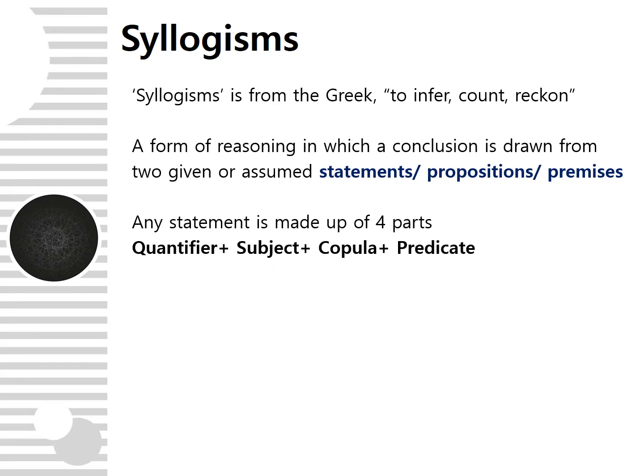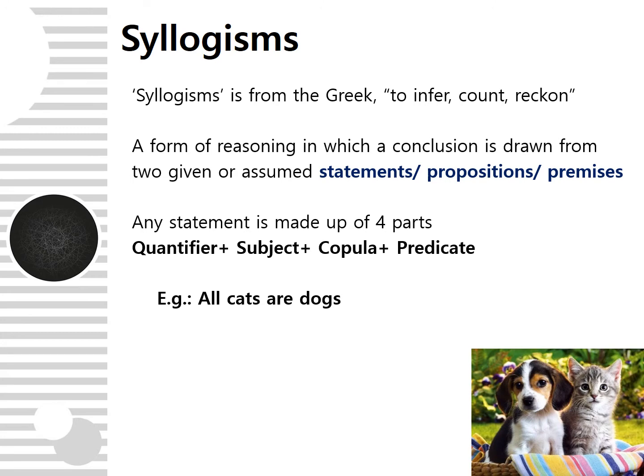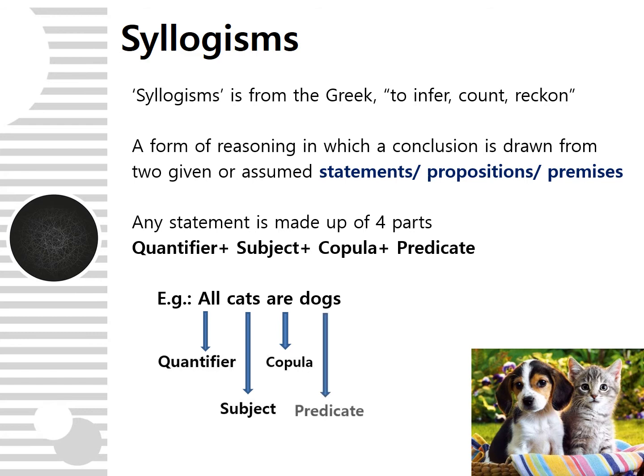Let's have a look at an example. In the statement, all cats are dogs, all is a quantifier. Words such as no, some, few, many, and most are other examples of quantifiers. The first noun in the statement is the subject, and the connecting term are is the copula, which does the function of a linking verb in grammar. And the second noun, dogs, is the predicate.